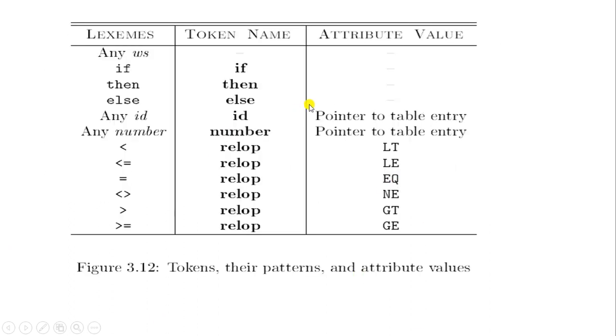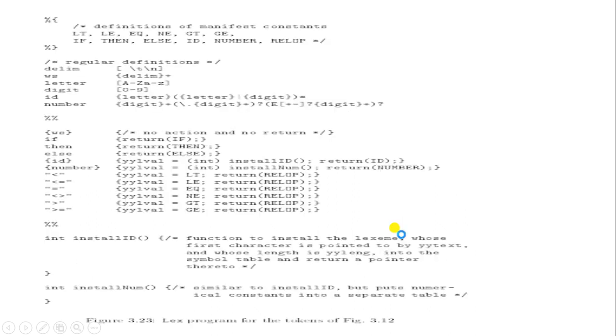Now, these are the tokens being given with their patterns and their attribute values. If you look at the lexemes over here, there is white space. For if, the token name will be IF, then THEN, and ELSE. Then any ID is going to go to the table entry. We already studied that we are supposed to store it inside the symbol table. Numbers again are a pointer to the table entry. Then less than is a relational operator, with the token name LT. Then less than or equal to, again a relational operator, LE; equals to, a relational operator, EQ; not equals to, a relational operator, and this will be NE. Greater than, again a relational operator, GT; greater than or equal to, again a relational operator, GE.